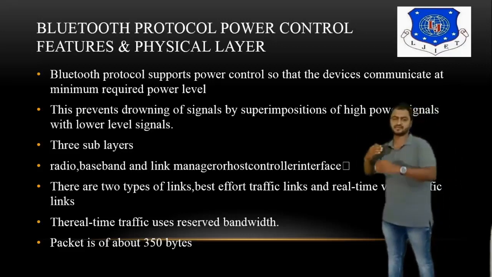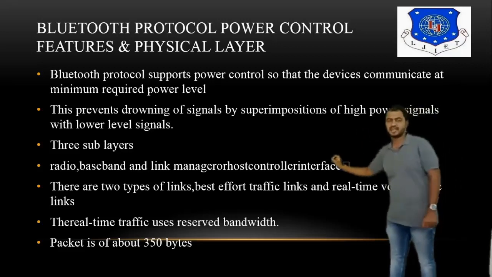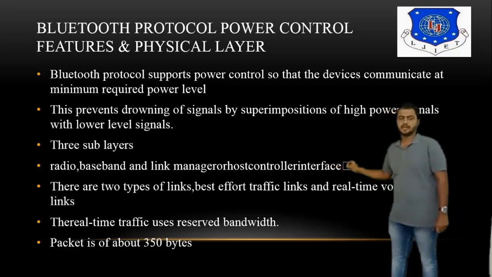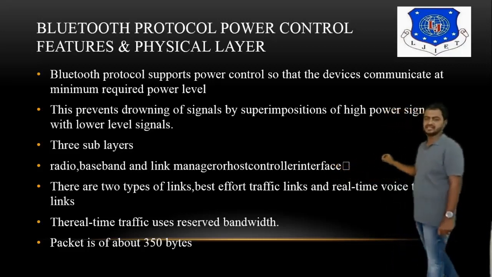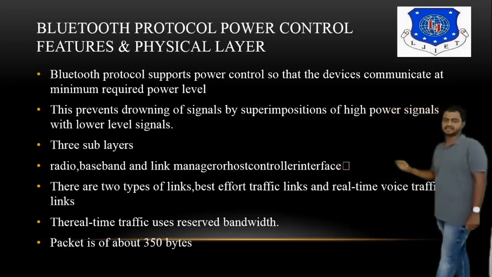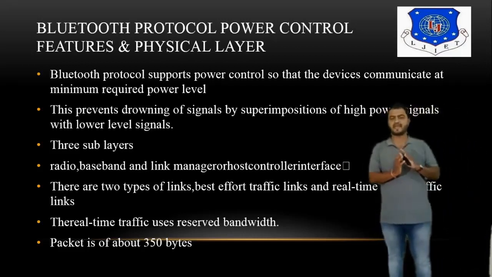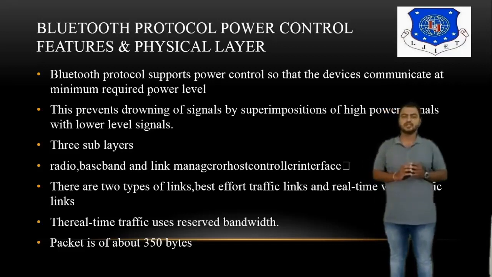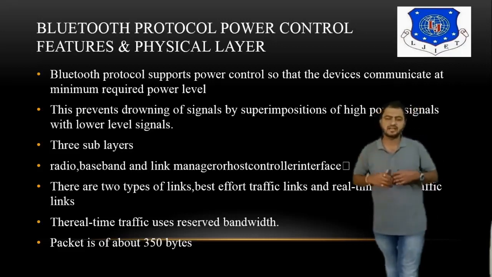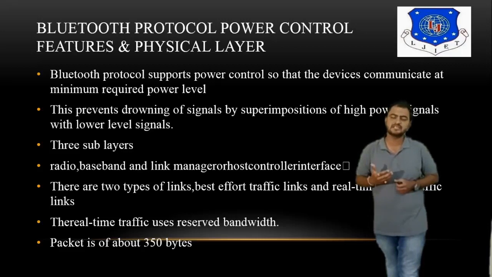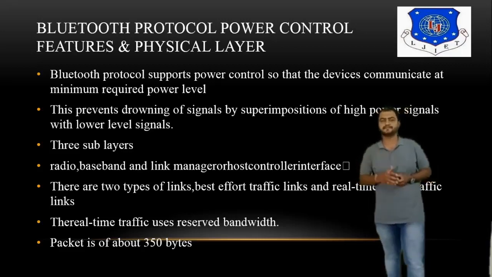the superimposing system. So there are three sub layers: radio base, baseband, and the link management hubs for communication interfaces. There are two types of links: best effort traffic links and real-time voice traffic links. So basically they are talking about the two types of links, best effort traffic links and the real-time links. So these are reserved in terms of bandwidth. A packet of around 350 bytes is transmitted over the data.